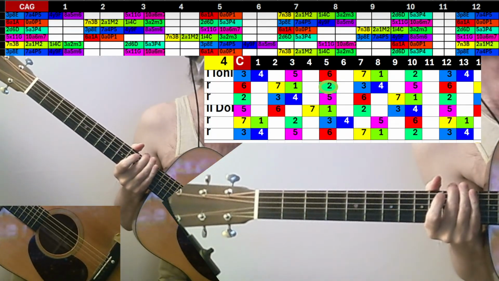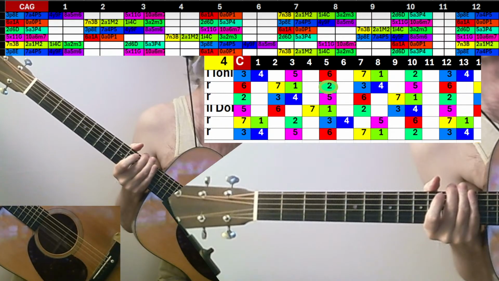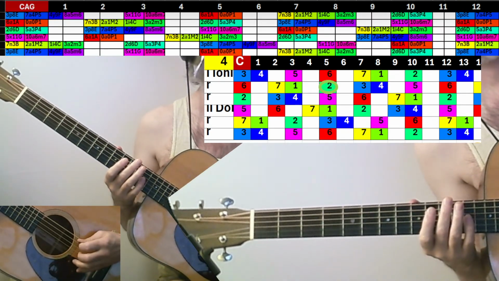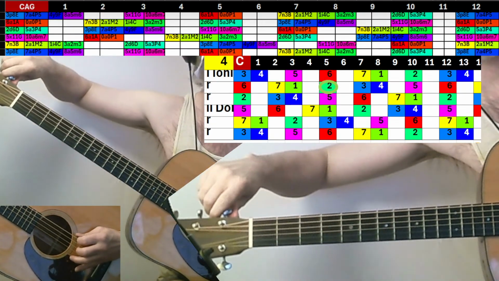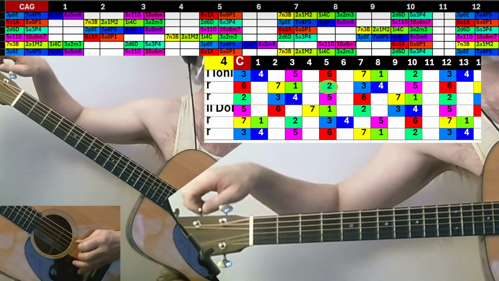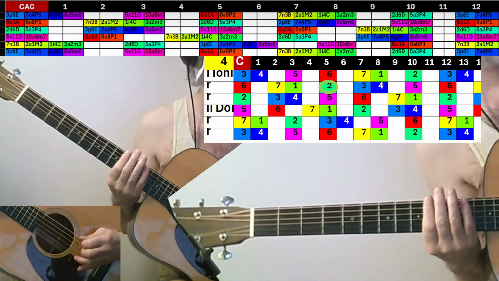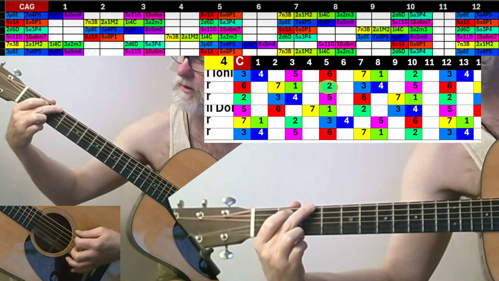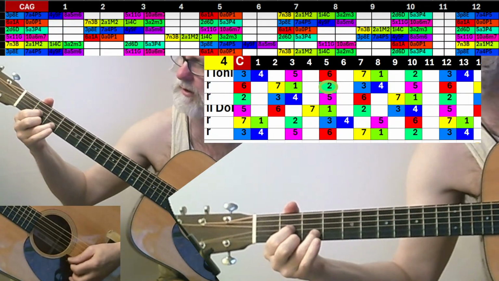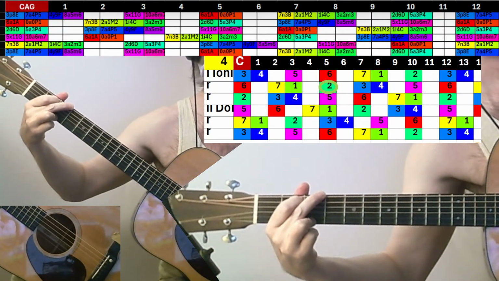So I'm going to try to run through the same exercises again, but I changed my strings, so I'm going to keep on trying to tune up multiple times until they stretch in here. Lovely. Alright.